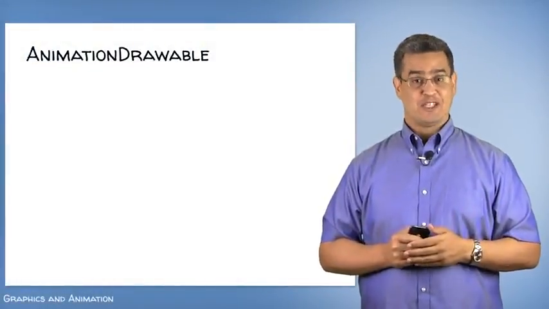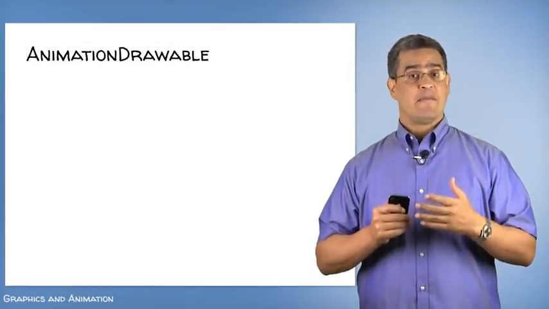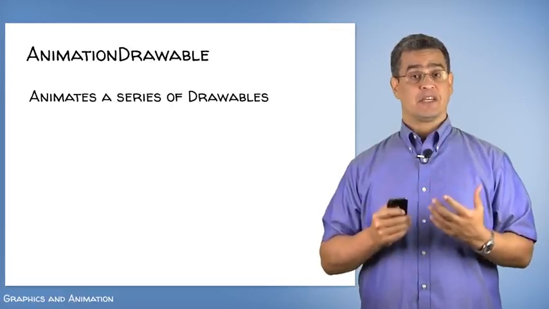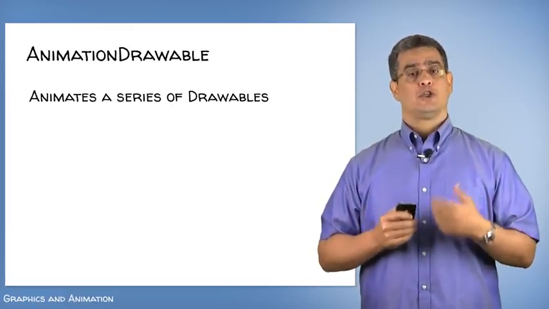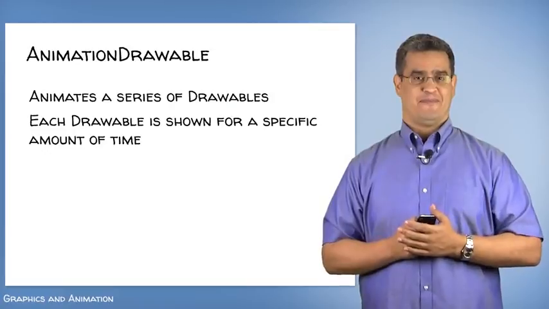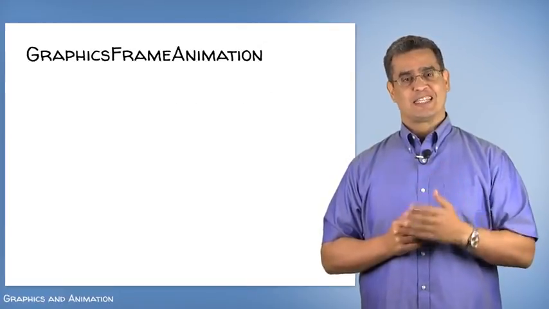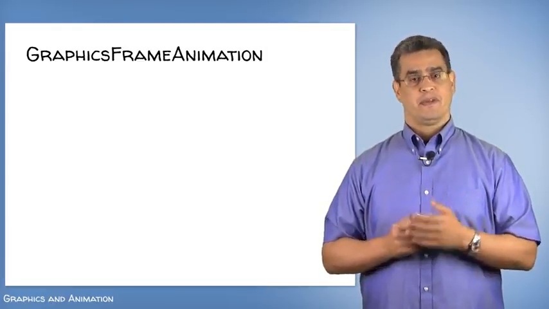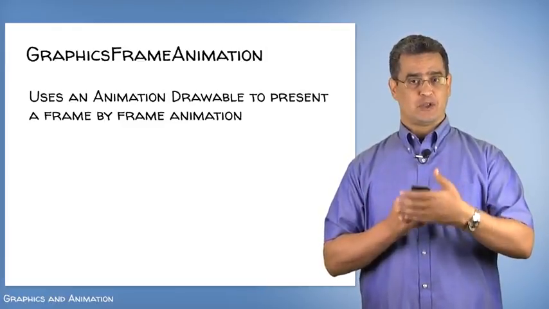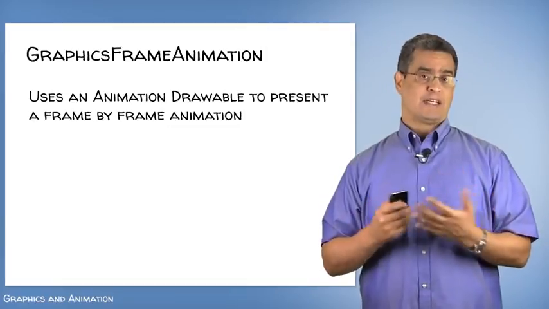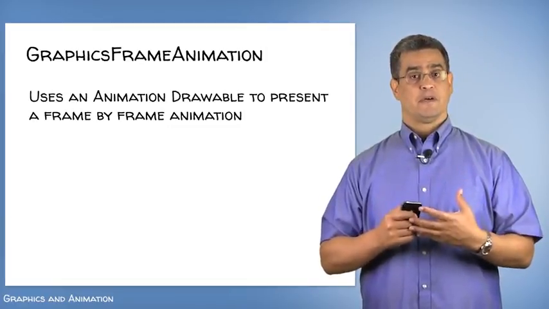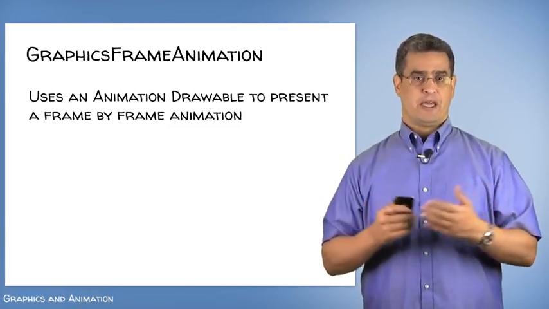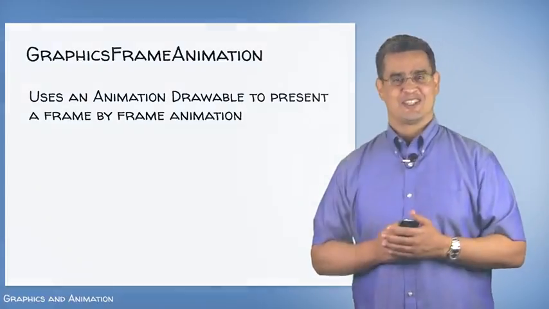The next kind of animation that we'll talk about is the animation drawable. And this drawable animates a series of other drawables, showing each one for some period of time. Our next example application is called Graphics Frame Animation. This application uses an animation drawable to display a kind of splash screen, which itself presents a series of images counting down to the start of the main application. Let's see what this does.